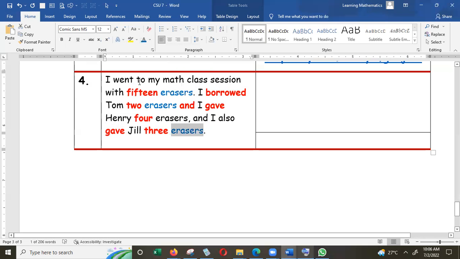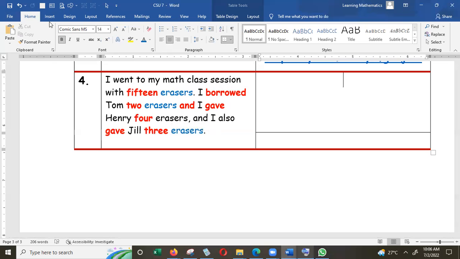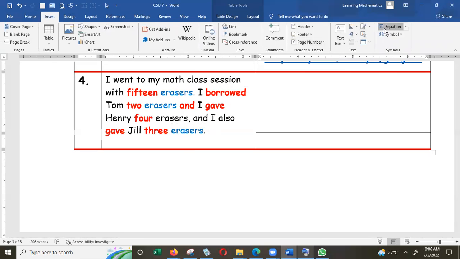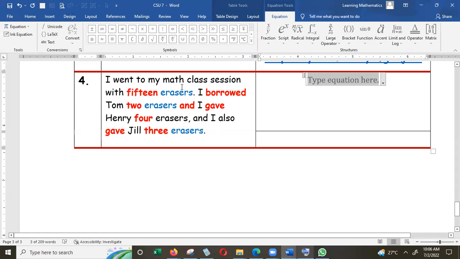So here we're going to translate this little worded paragraph, a two-sentence paragraph, if you will, to symbolic form, mathematical symbols. So I went to a math class session with 15 erasers. So you have 15 erasers, okay?